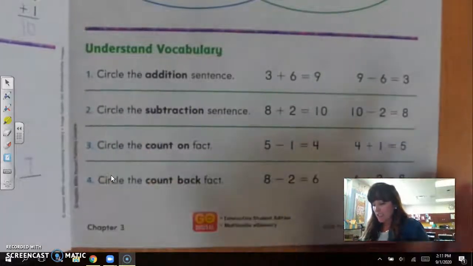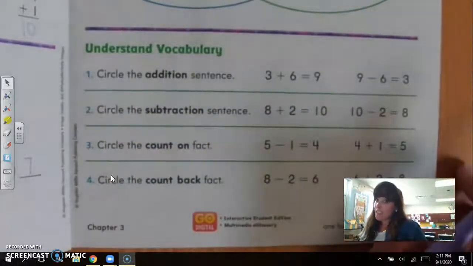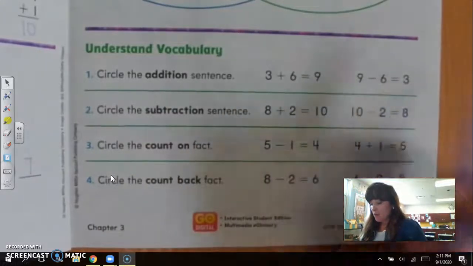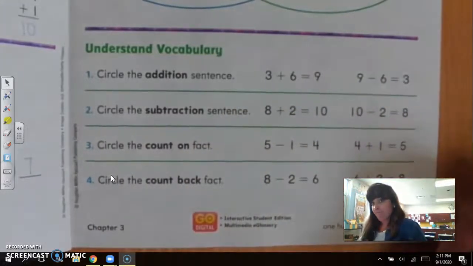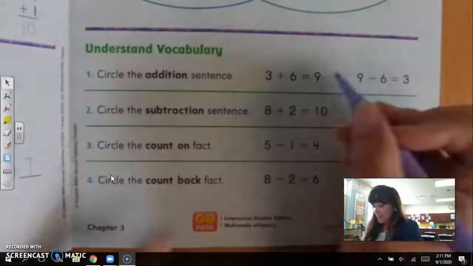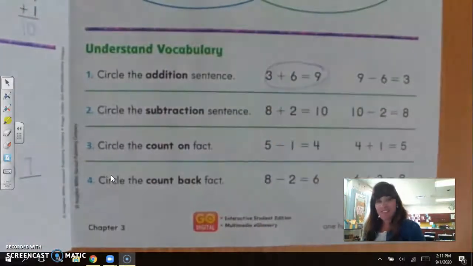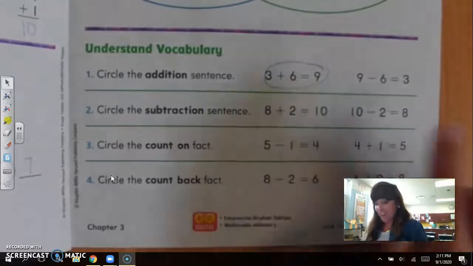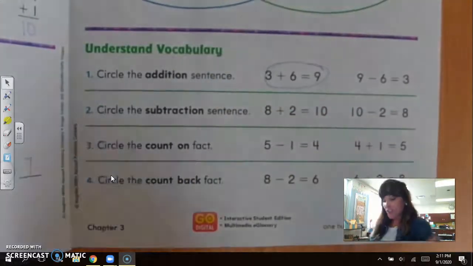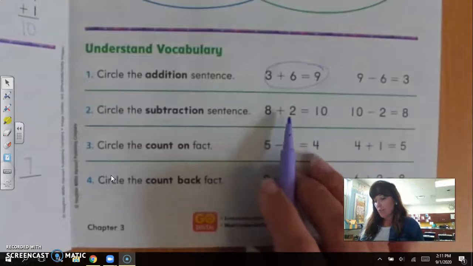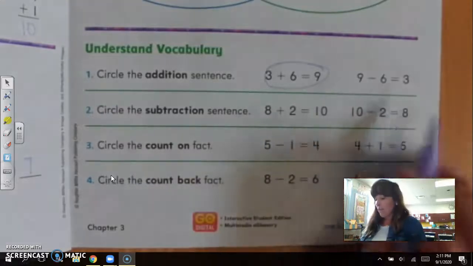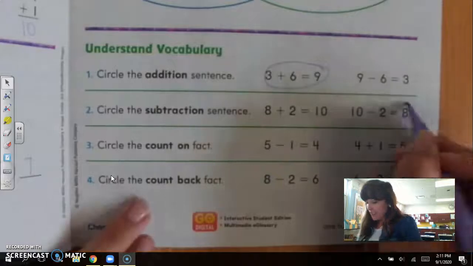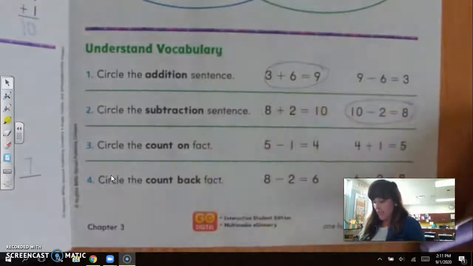Circle the addition sentence. So which one of these is an addition sentence? 3 plus 6 equals 9, or 9 minus 6 equals 3. Hopefully, you would circle 3 plus 6 equals 9, right? Because that's the one that has addition in it, not the subtraction sentence. All right, circle the subtraction sentence. So we're going to circle 8 plus 2 equals 10, or 10 minus 2 equals 8. Right, the minus one, because that is subtraction.